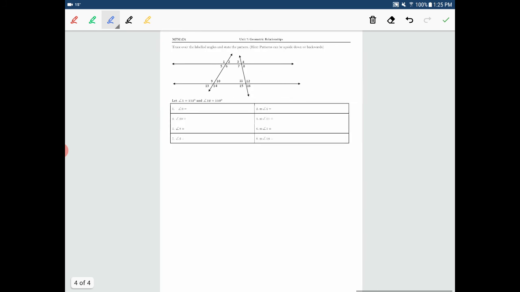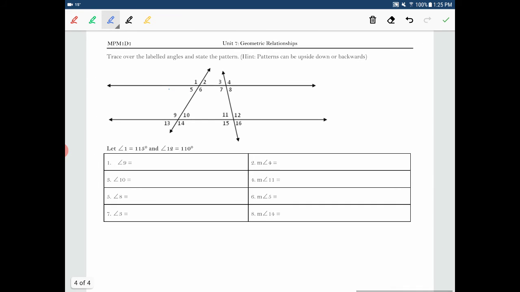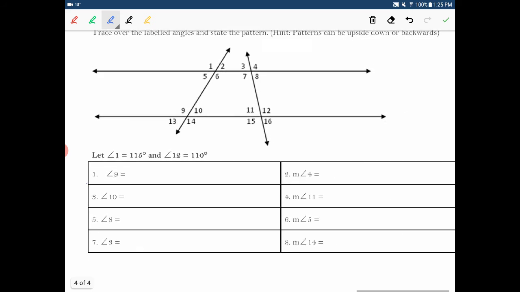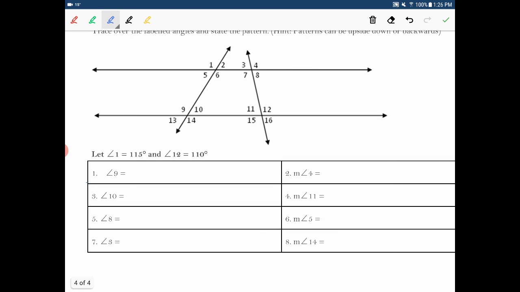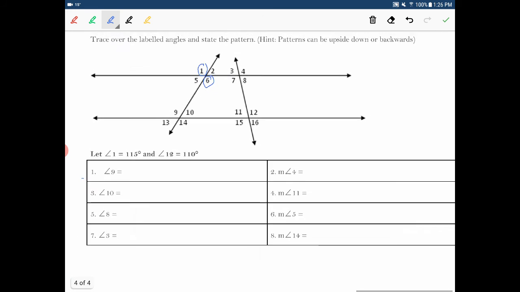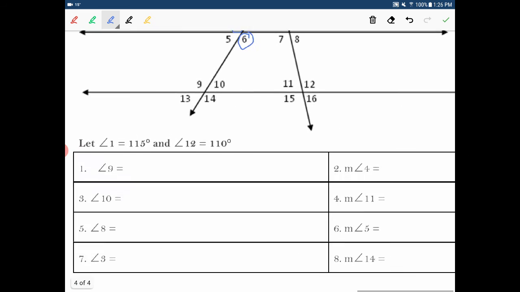Okay? So, let's take a look here. So this tells us what angle 1 is equal to and what angle 12 is equal to, and we're going to figure out all of the angles. So the easiest way to do this is to say, okay, so I know angle 1 is equal to 115 degrees. Well, that means that angle 6 is also equal to 115 degrees, and that's not actually on there. Why are there M's? I don't know why there's M's. Anyway, whatever. It doesn't matter.